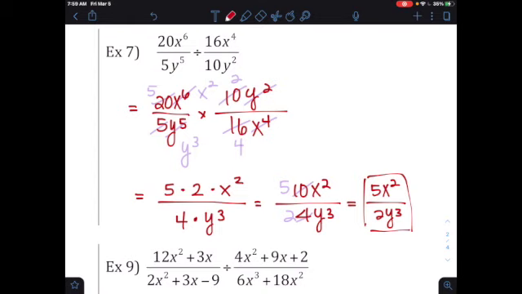For example number 7, I flipped it and I start canceling, and you can see it in the purple. Then I collect all the things that I have left and write it out. That's 5 times 2 times x squared over 4y to the third. When I start combining them, I notice there's a 10 and a 4 I can still cancel. The answer left me with 5x squared over 2y to the third. That's the answer for number 7.